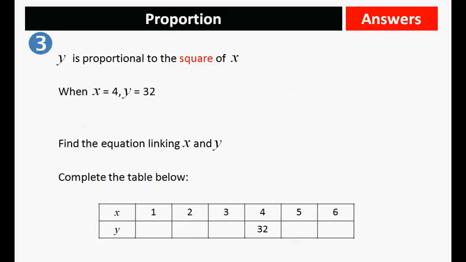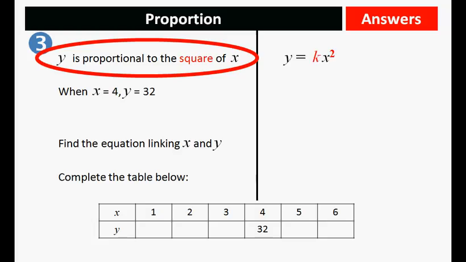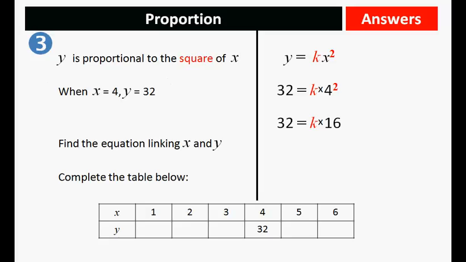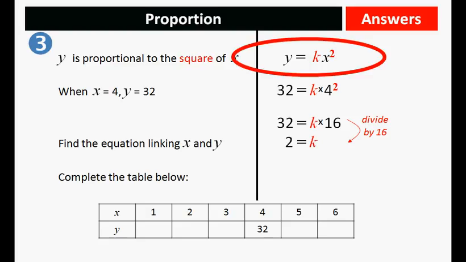Question 3, y is proportional to the square of x. So this time, it's going to be y equals something times x squared, the square of x. Again, we've got two values, x and y, so we can put those in. So 32 equals something, k, times 4 squared. 4 squared is 16, so 32 equals something times 16, and it's easy to work out that that missing value k is 2. So the relationship becomes y equals 2 times x squared.